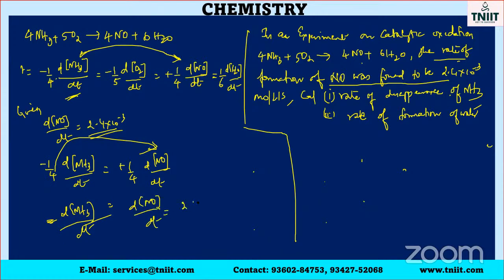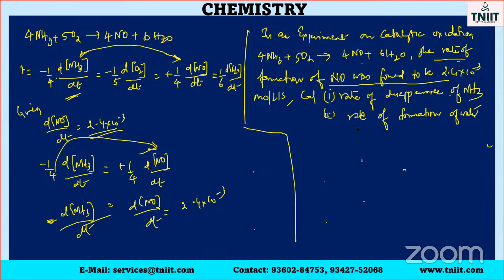That will be equal to 2.4 into 10 to the power minus 3 because the stoichiometric rate equations are equal. This is the first one. The second part is that this rate of disappearance of ammonia is equal to rate of formation of nitric oxide. That is what it means.